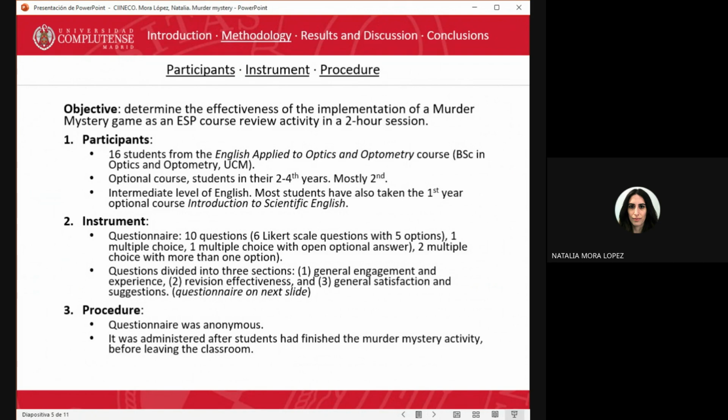The instrument to measure the result was a questionnaire in this case with different types of questions. You're going to see it on the following slide. And then the procedure was basically I administered it after students had finished, but before they left, because otherwise you never know. And it was anonymous.